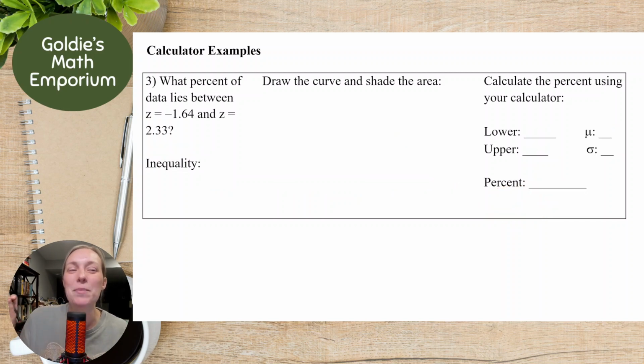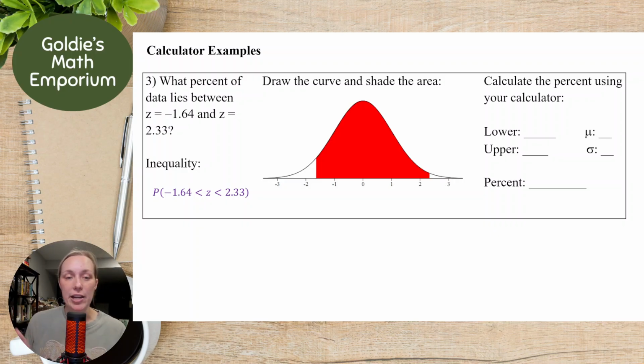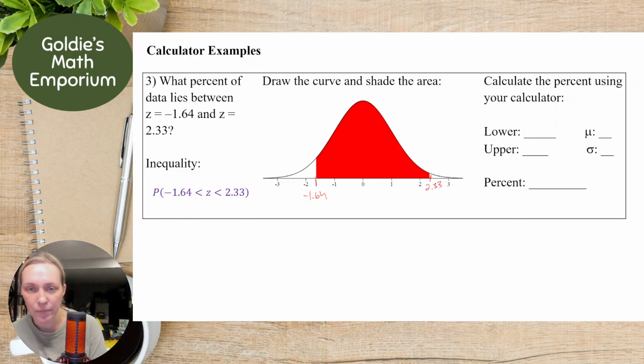What percent of data lies between a z-score of negative 1.64 and z equals 2.33? Okay, so not symmetric. Let's write our inequality though. Okay, so between those two z-scores, that's what our inequality is going to look like. Let's draw and shade the area. Okay, so I got negative 1.64 is right about here, and 2.33 is right about here. So that's where I draw in those boundaries and then shade the area in between.